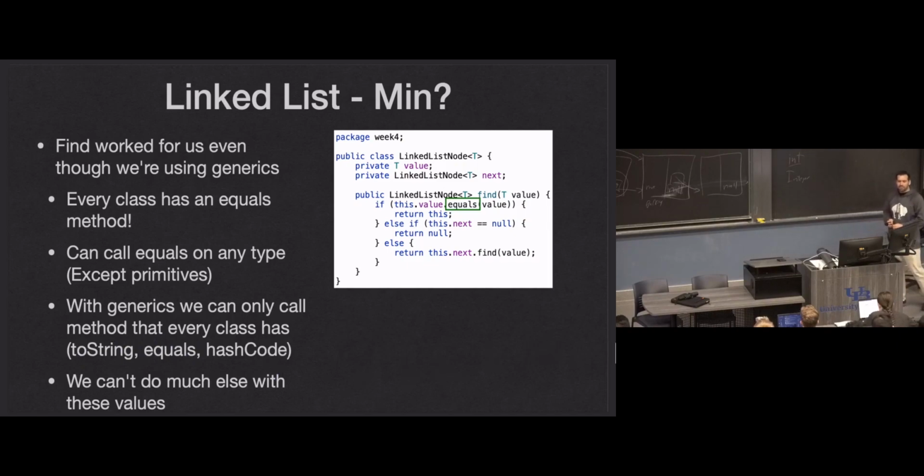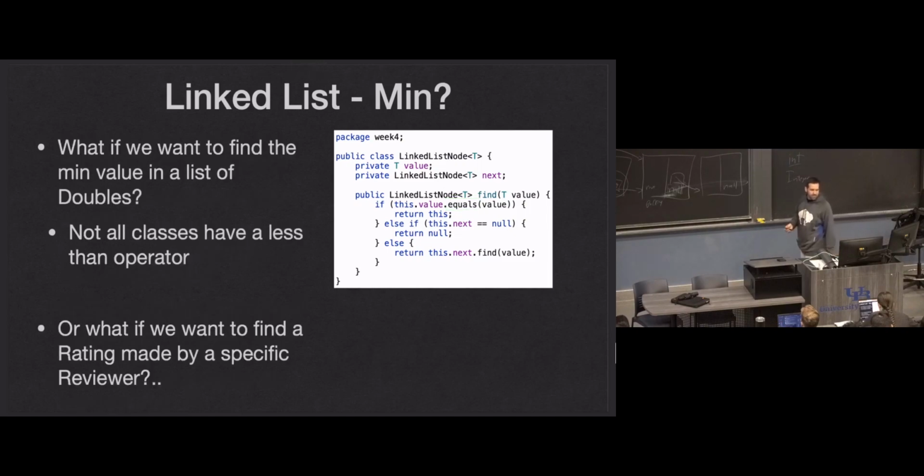So we got away with this because it's one of the methods that every single object in Java has. But what happens when I want to write the min method? Min is going to need something like less than. I want to use the less than operator. You might want to use less than or equal. One of those two, we're going to need some way of comparing two values for some specific order.